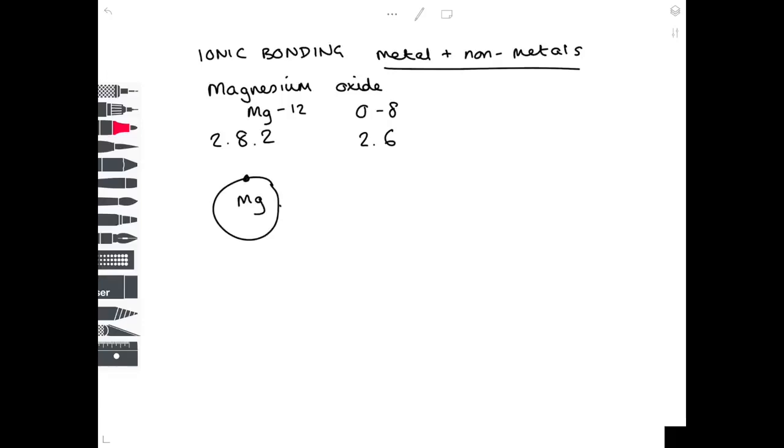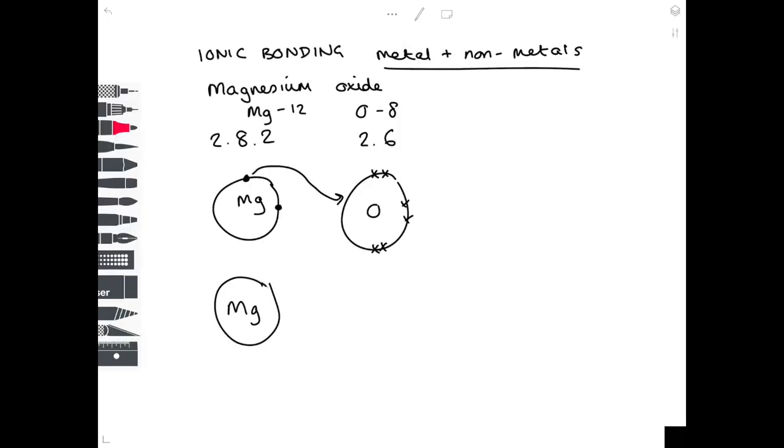So there's magnesium's 2 electrons on the outer shell. Here's oxygen's. Make sure you use crosses and dots to distinguish between the 2 atoms. There's 6, so we can clearly see where those 2 electrons will be deposited. And now we can actually draw the answer.